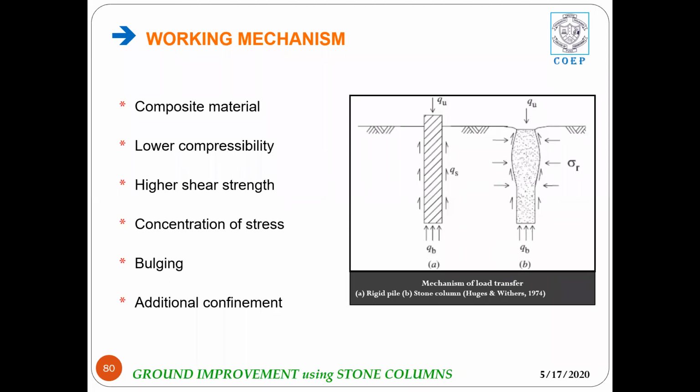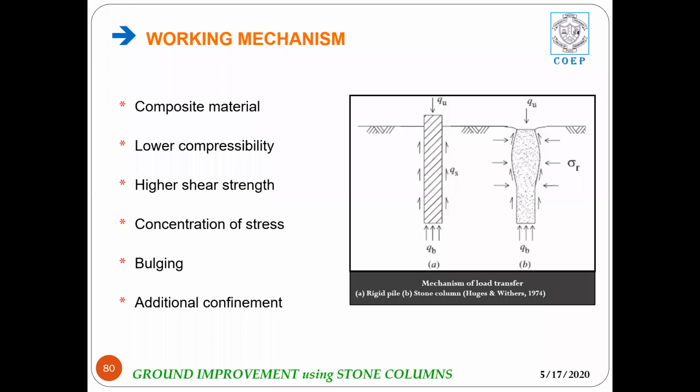So when this particular stone column is subjected to loading, it undergoes bulging, and it has been observed at site as well as in laboratory tests that this bulging is located at a depth of 2 to 3 times the diameter of the stone column.